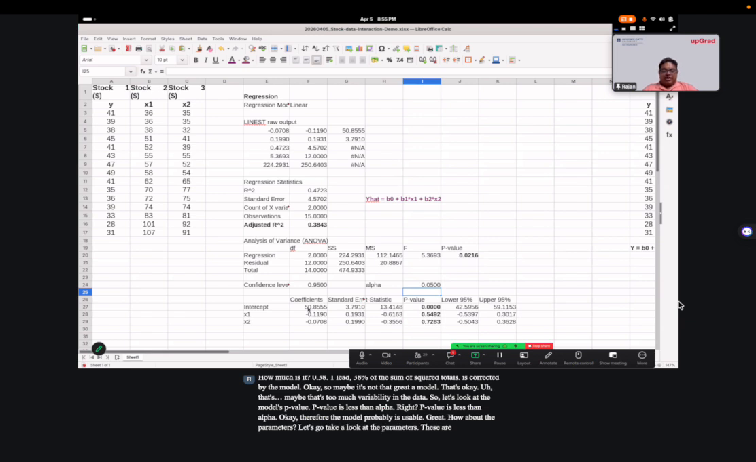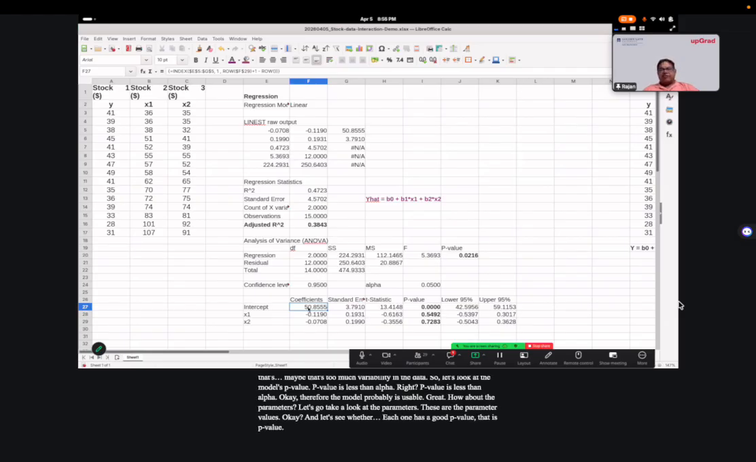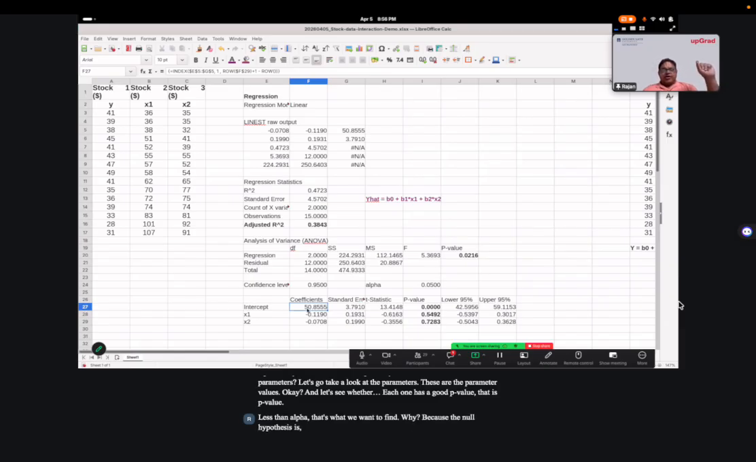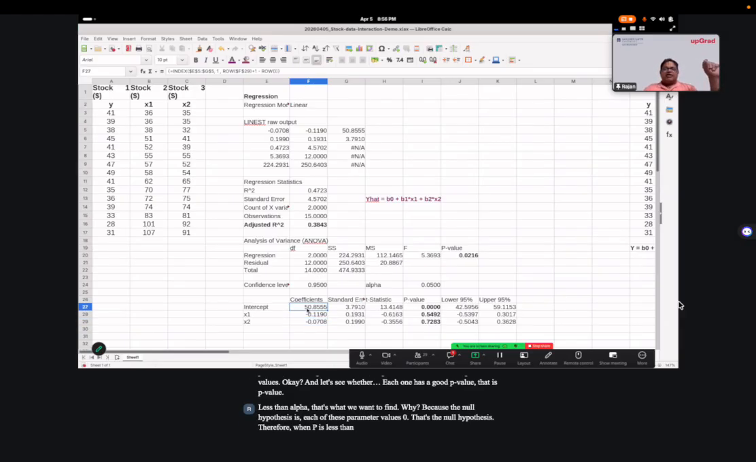These are the parameter values. Okay, and let's see whether each one has a good p-value. That is, p-value less than alpha. That's what we want to find. Why? Because the null hypothesis is that each of these parameter values is 0. That's the null hypothesis. Therefore, when p is less than alpha, we reject the null hypothesis. Let's go check.